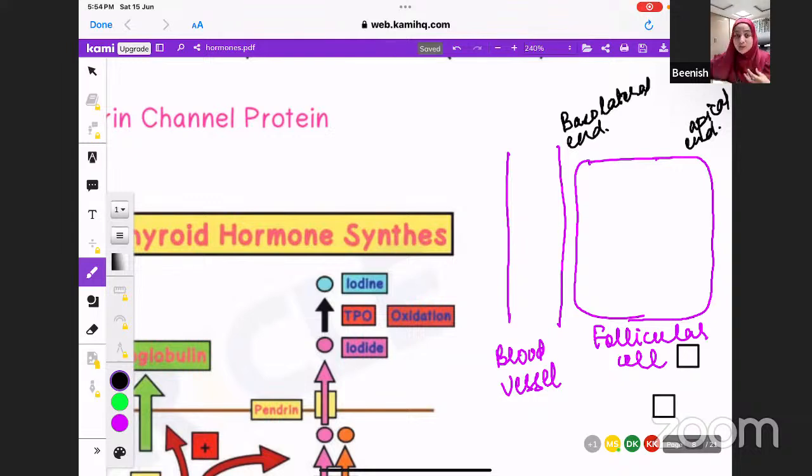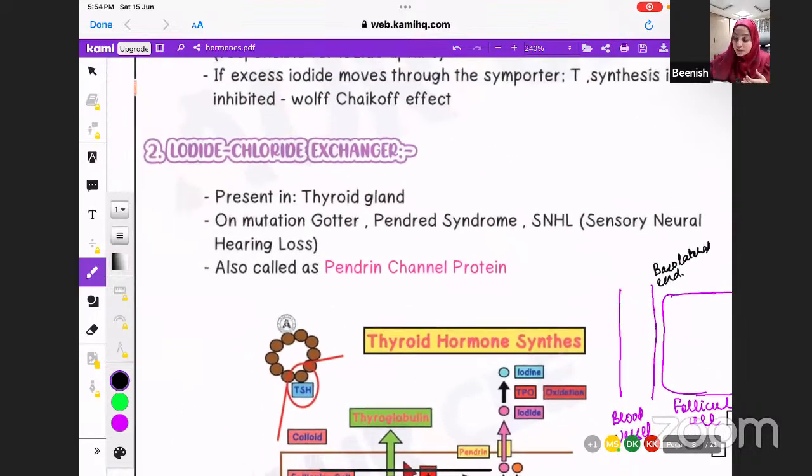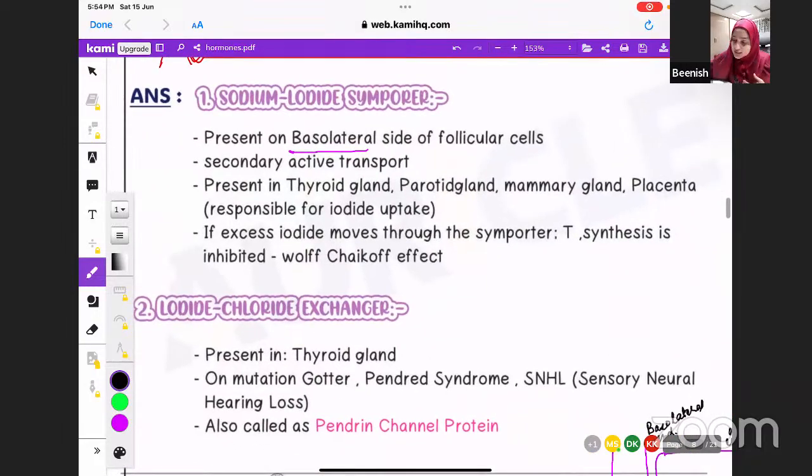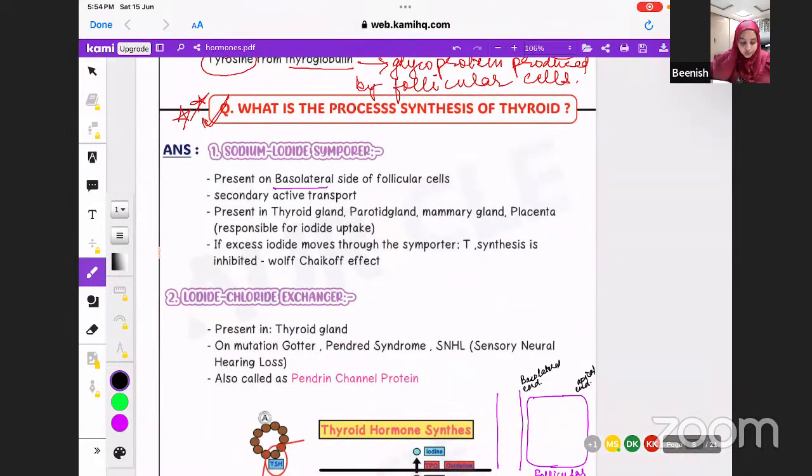Okay. Now you understand what the basolateral end is and what the apical end is. So now you will be able to understand where this sodium iodide symporter is present. Now another term before I begin is the symporter. What is a symporter? A symporter is a protein that moves two molecules in the same direction across a membrane. So that is a symporter. And another term is antiporter.